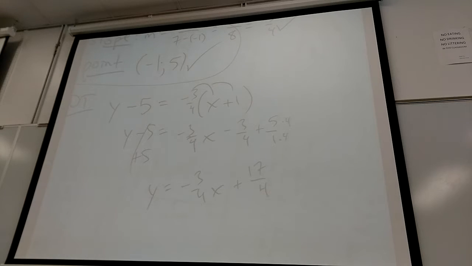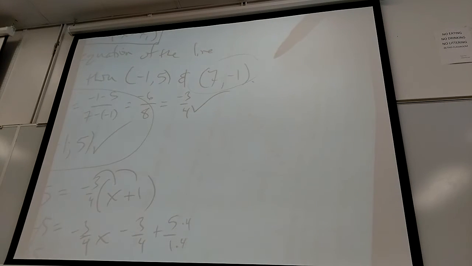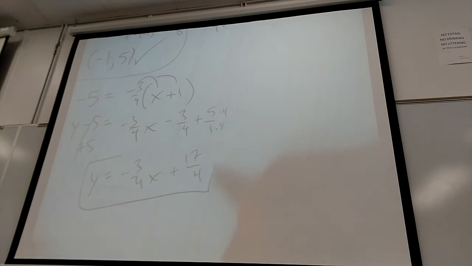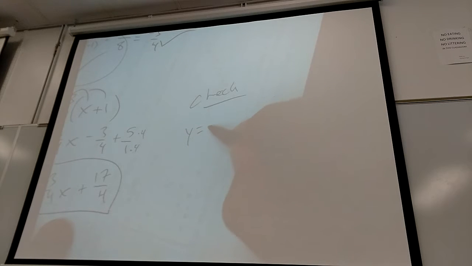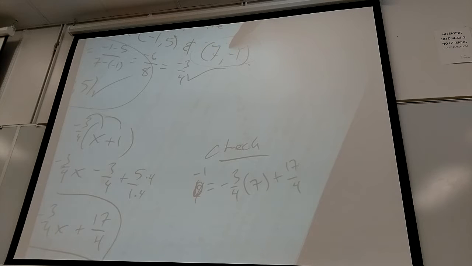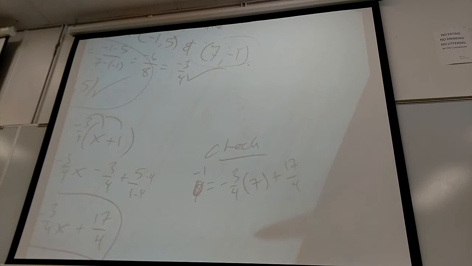You guys understand what I just said? Because what's this line supposed to do? It's supposed to go through both of those points. Right. So if I plug 7, -1 in, this is my answer. Let's check it. If I plug a 7 in for x and a -1 in for y, is this true? You guys understand what I'm doing right now? The line is supposed to go through both of these points. So I'm going to use the point that I didn't use, and I'm going to plug it in and see if it works. If it doesn't work, I got the wrong answer.